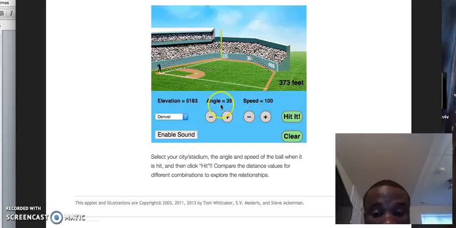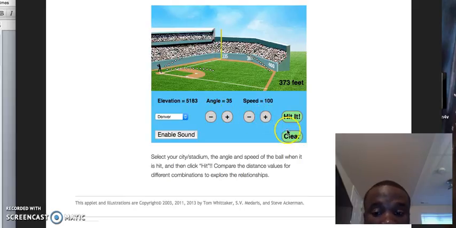angle, and speed. And the buttons over here, for example, if I want to increase the angle, I hit the plus sign. If I want to decrease the angle, I hit the minus sign. It's the same thing with speed. If I want to decrease the speed, I hit the minus. If I want to increase the speed, I hit the plus.